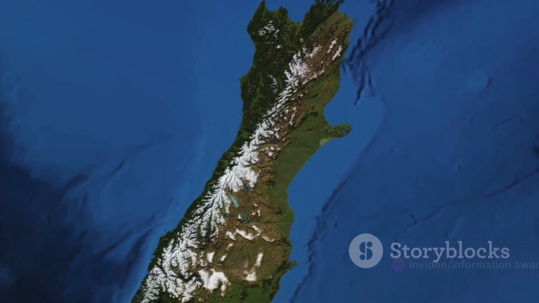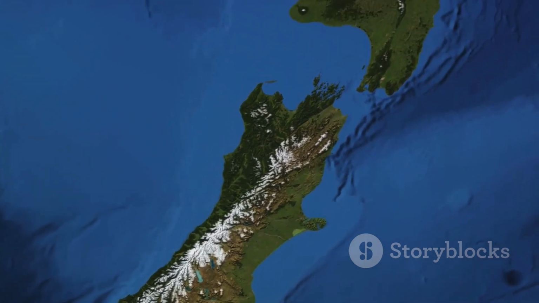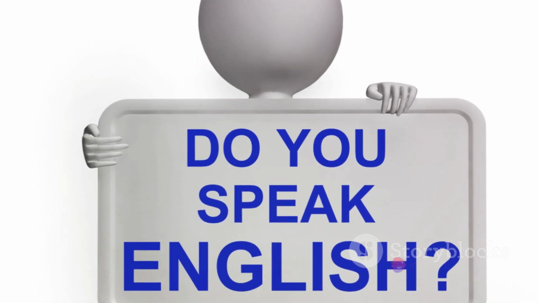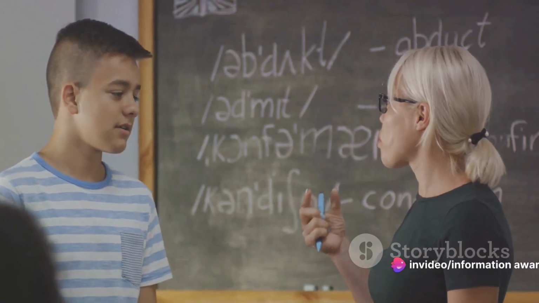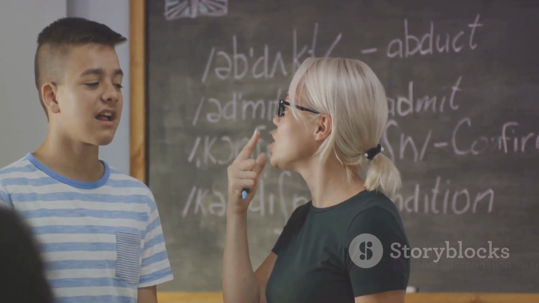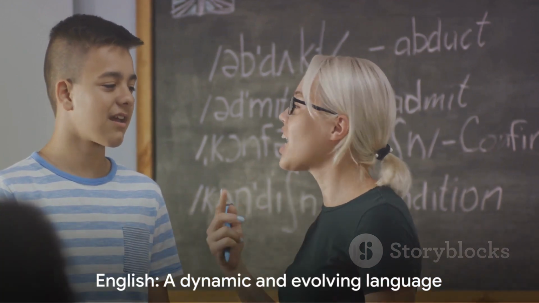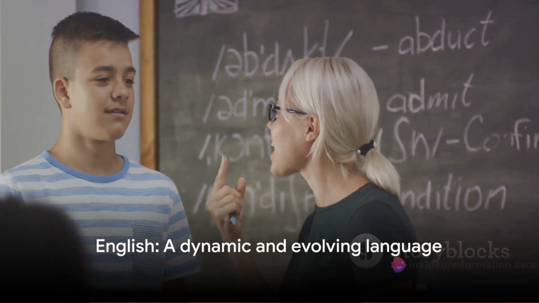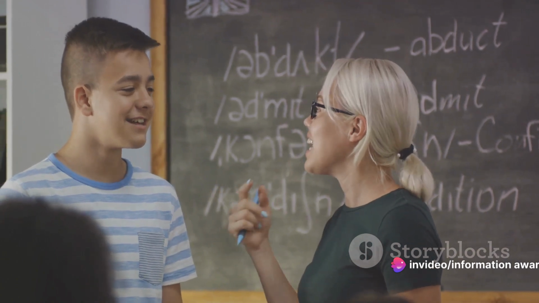Everywhere English is spoken, it adapts and evolves, reflecting the culture and history of its speakers. In India and the Philippines, English has been blended with local languages to create new dialects, complete with their unique grammatical rules and vocabulary. In essence, English is not just a language, it's a living, breathing entity that morphs and changes with its speakers, influenced by their regions and social groups.